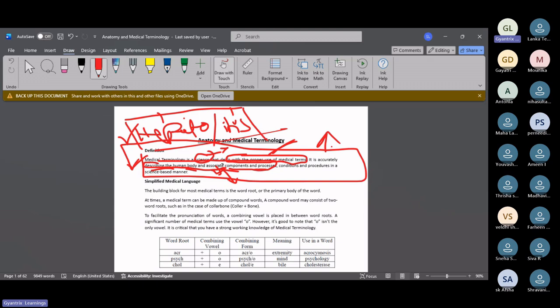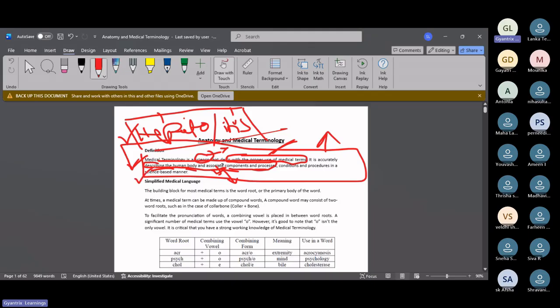Sir, the foundation for medical coding is medical terminology. Without knowing the medical terminology, we cannot do accurate coding. So that is the reason why medical terminology is very important in medical coding. This is the proper and specific definition for medical coding.